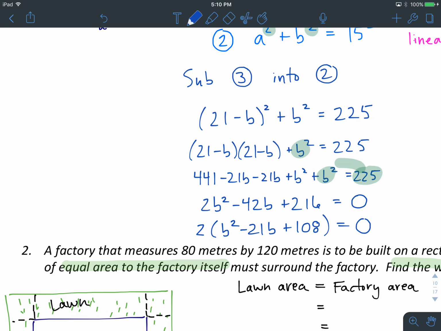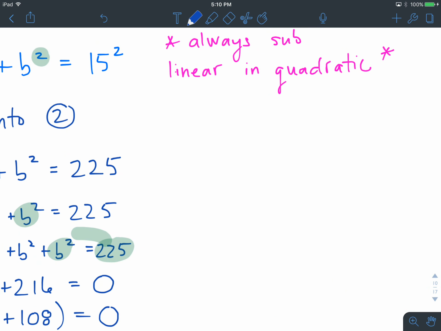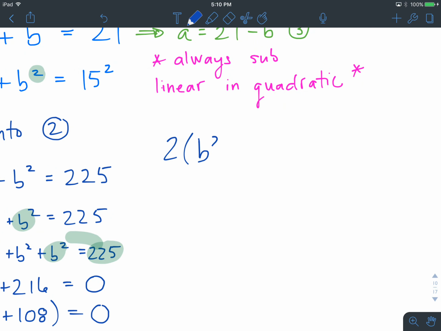If you're not great at factoring and you're not sure how to begin, you can use the discriminant here to tell you exactly whether you should try to factor or use the quadratic formula. In this case, I'm just telling you, but if you wanted to, you could use the discriminant. So now I'm going to do a recopy step where I've got 2, and that's b squared minus 21b plus 108 equals 0. And now we're going to go ahead and factor that.